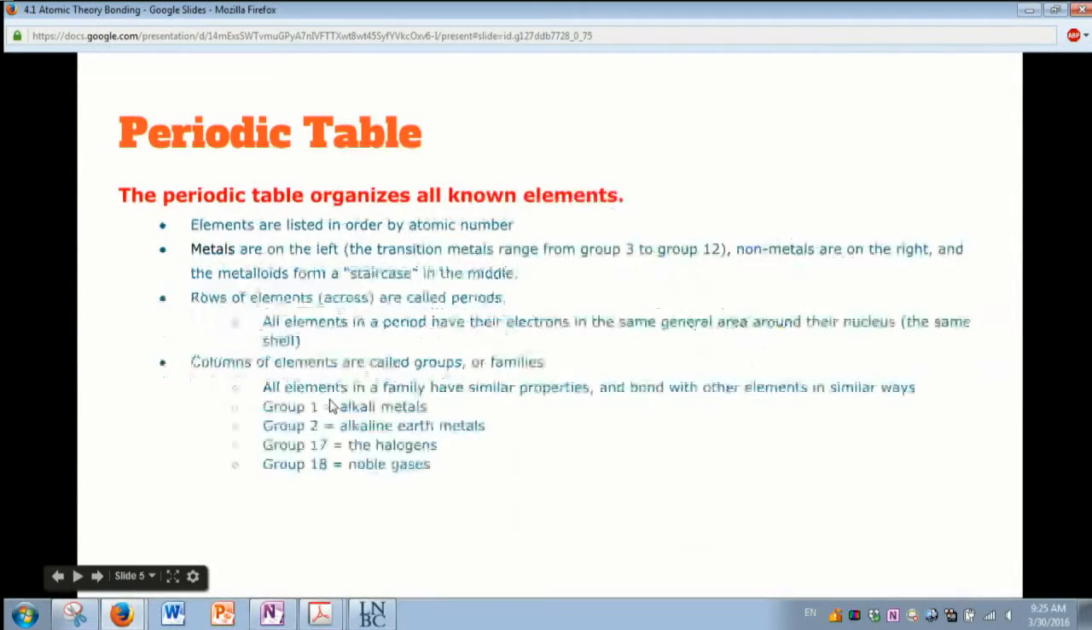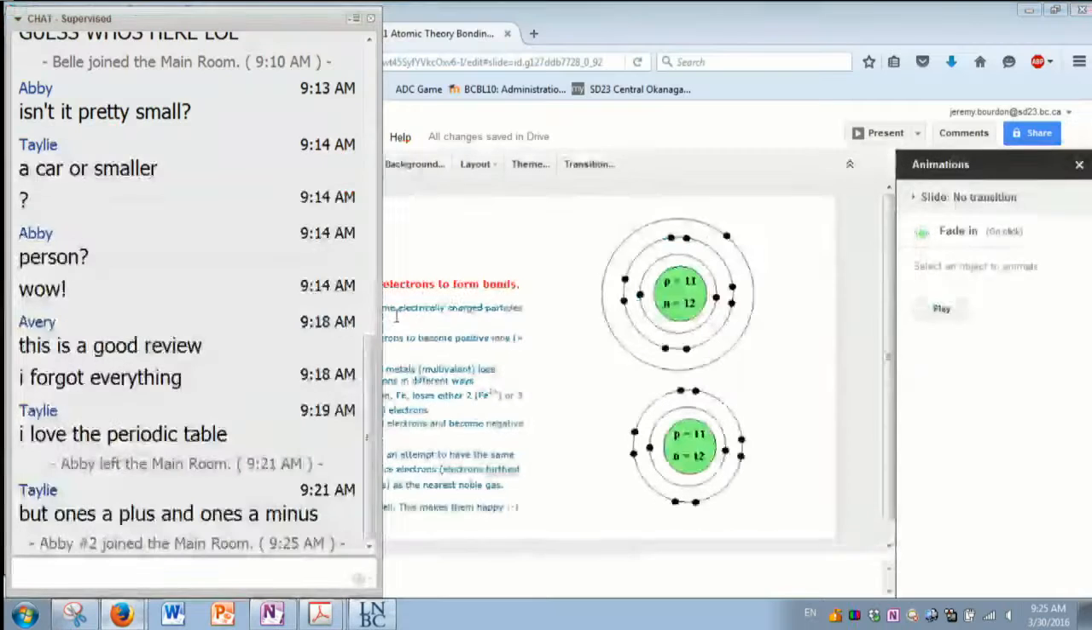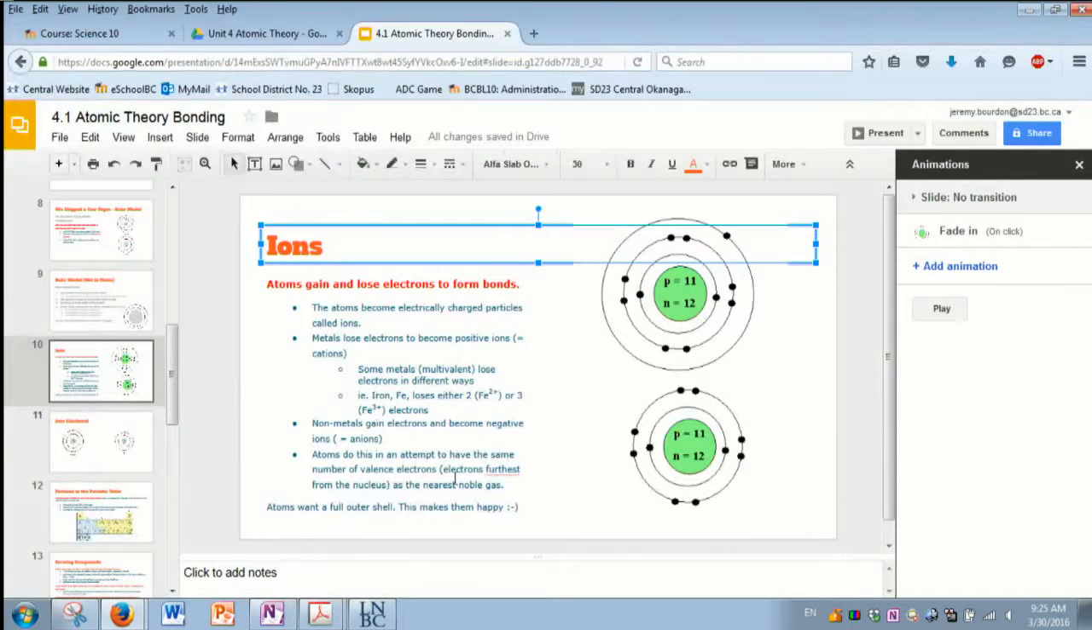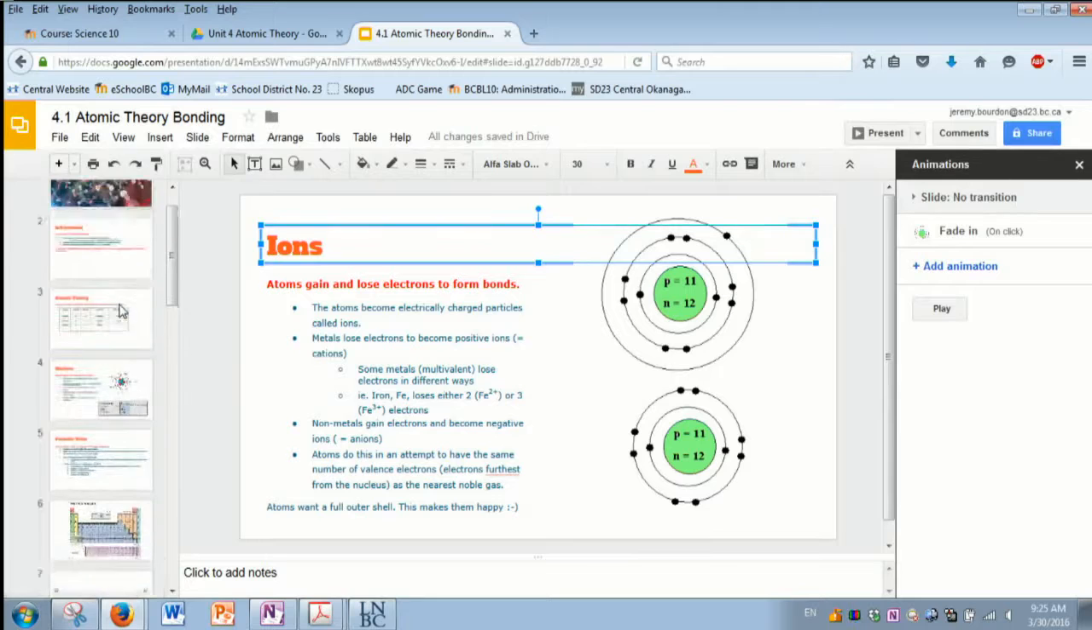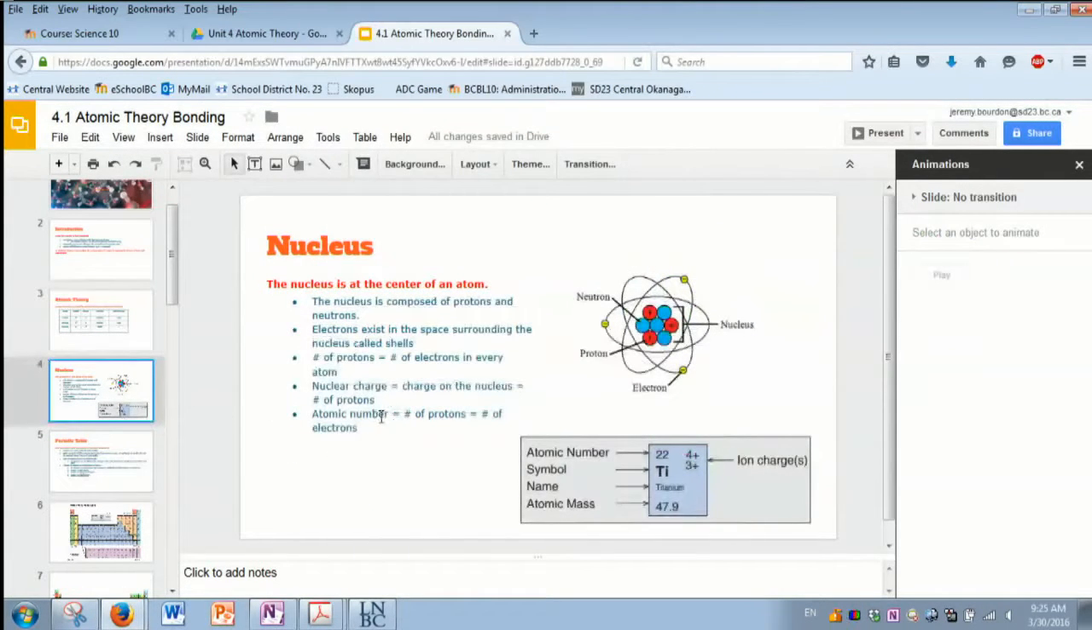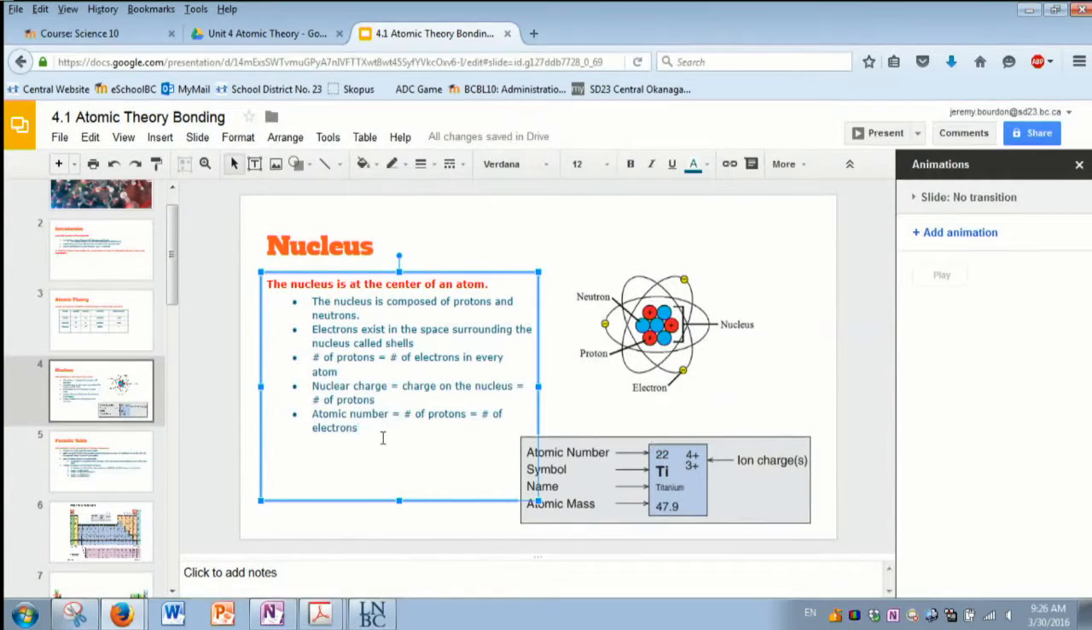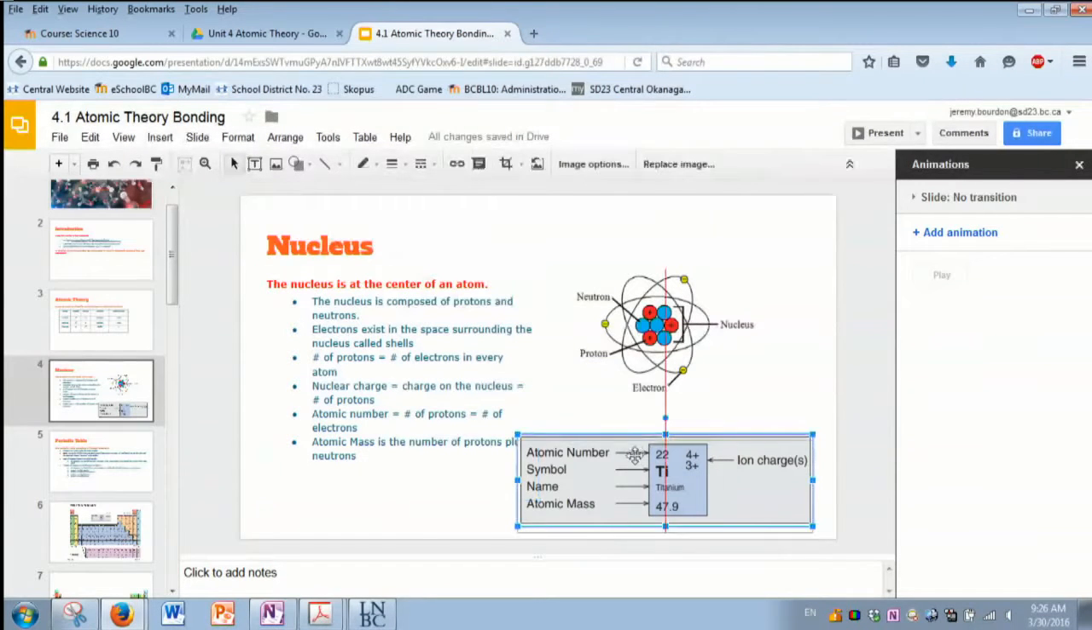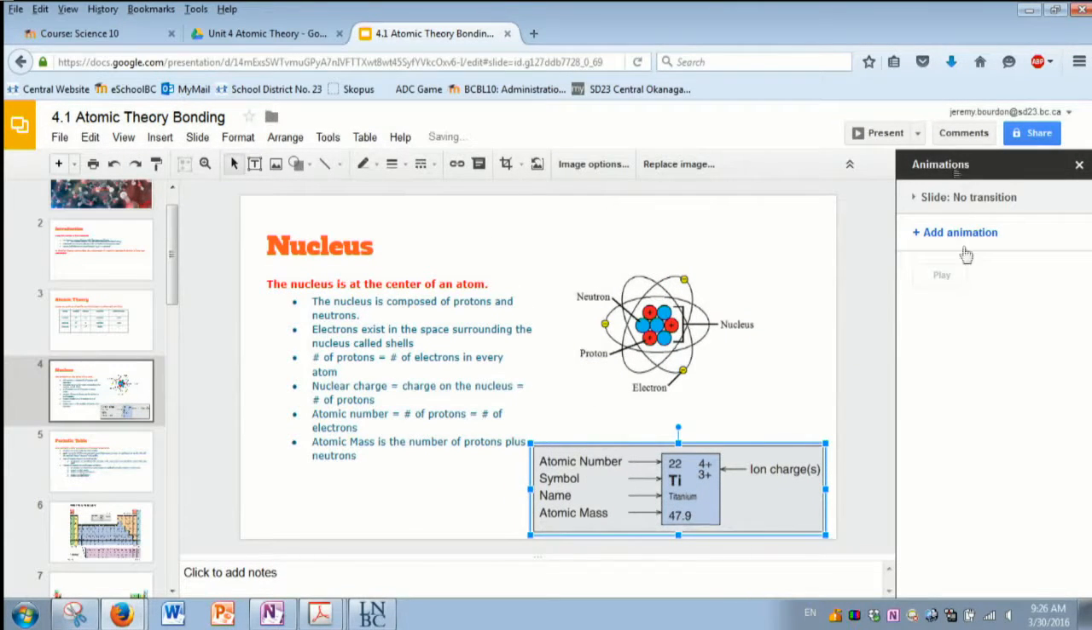Let me edit this. I'm going to jump right back to my original here and jump back up right here. So the atomic number, I'm not sure why it's not in here, but it's not. Atomic mass is the number of protons plus neutrons. Move that over a little bit. All right.